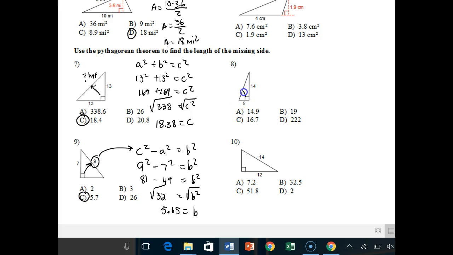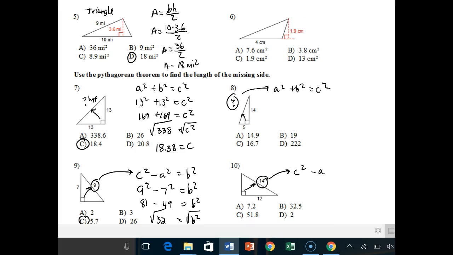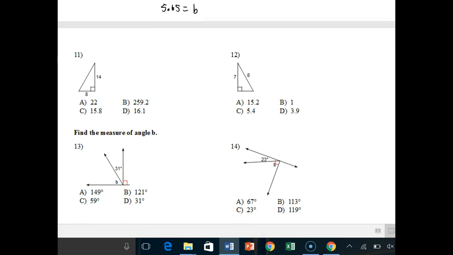So notice in number 8, you do not have a hypotenuse. So you should probably start off with a squared plus b squared equals c squared. And in number 10, you do have a hypotenuse. So therefore, you should start off with c squared minus a squared equals b squared. All right. On the back side, number 11. Again, we notice that we don't have a hypotenuse, so therefore we'll use a squared plus b squared equals c squared.